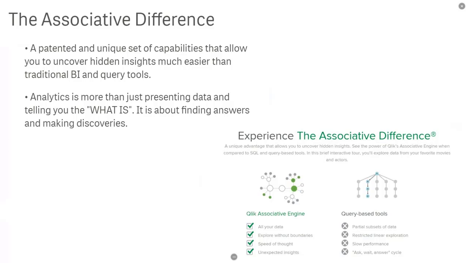Okay. So I put this together just to simplify what the associative difference is. It's a set of capabilities. They're patented with our Associative Engine. They're unique to Qlik. And it allows you to perform analytics, get answers to questions and make discoveries. So analytics is more than just presenting data. You know, how many widgets did I sell? 500. Okay, that's good. But what you want is more than the what. You might want to see what's contributing to that 500, or maybe there's something in that 500 that should be more.